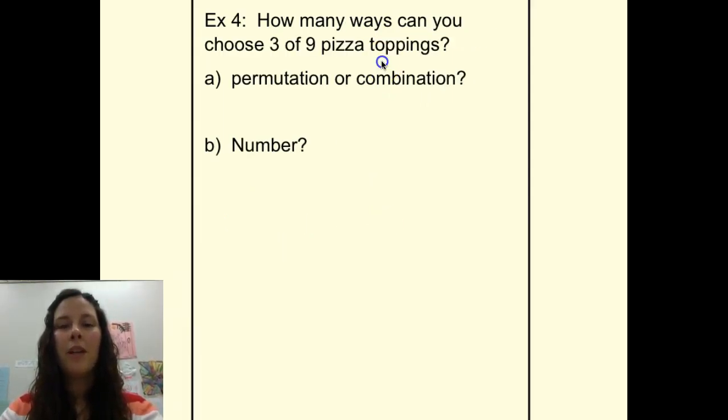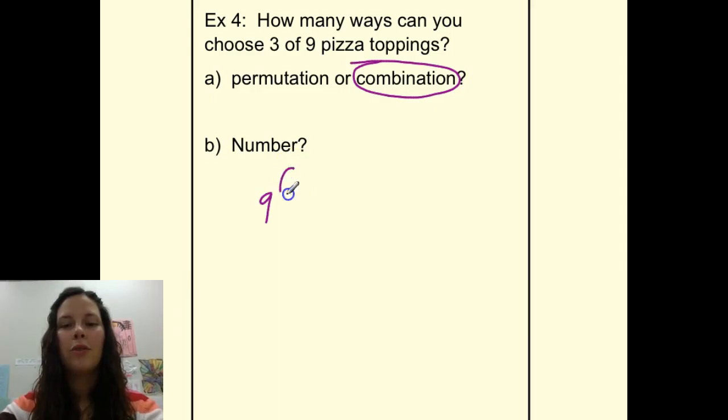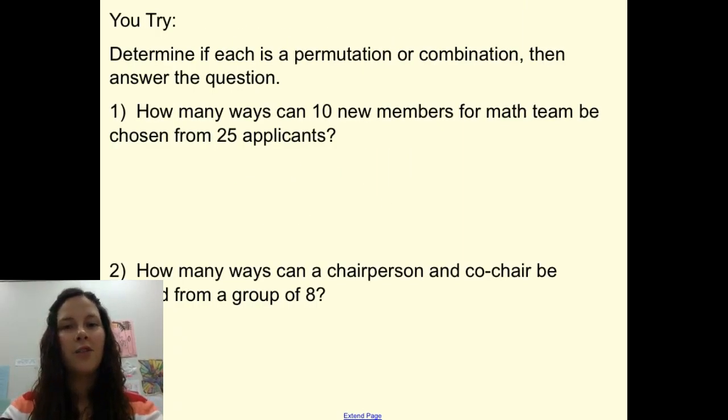And our final example, does the order in which we choose our pizza toppings matter? No, it doesn't. We end up with the same 3 toppings, so this would be a combination. So there are 9, and we're choosing 3 of the toppings. So that would give us a total of 84 different ways that we could top our pizza. And finally, here's your U-Try question.